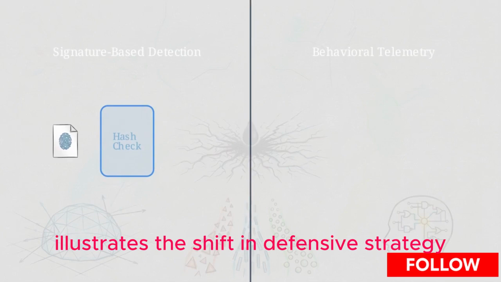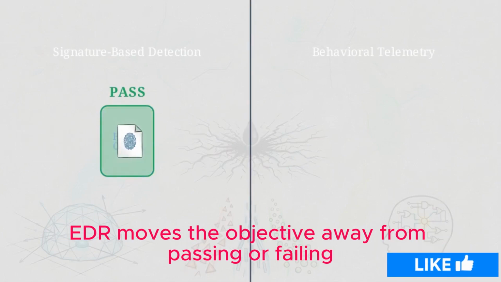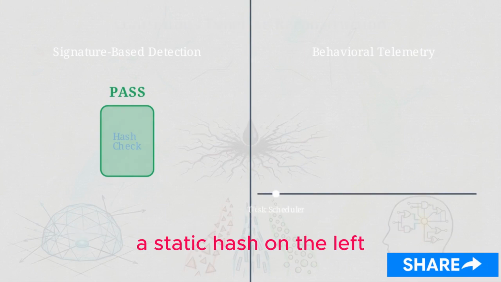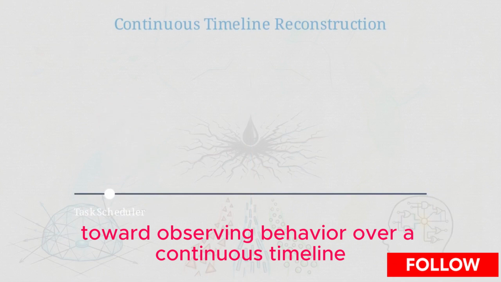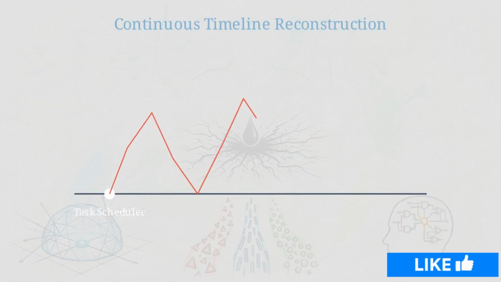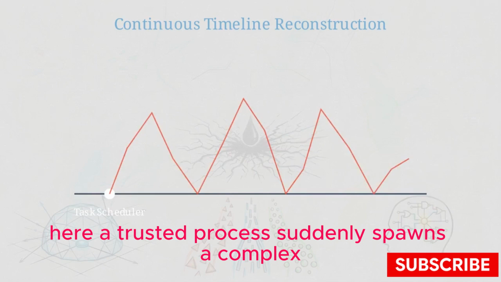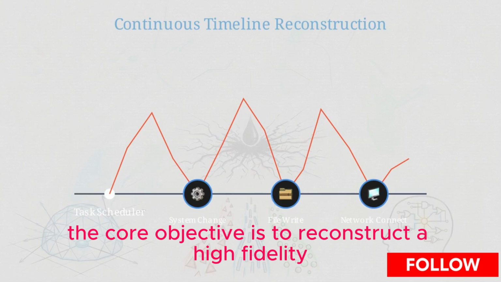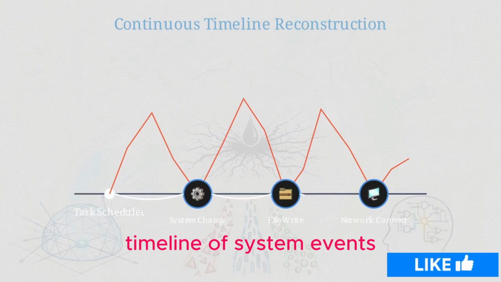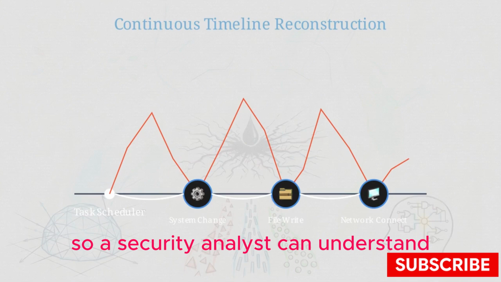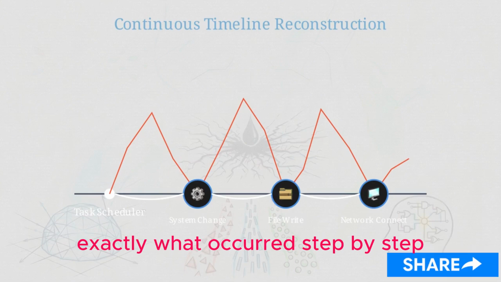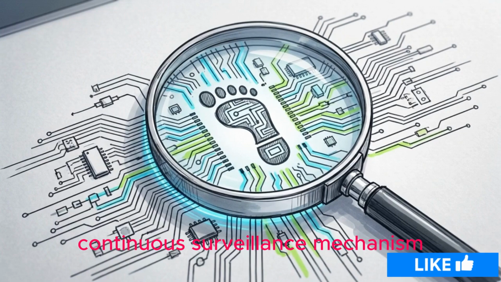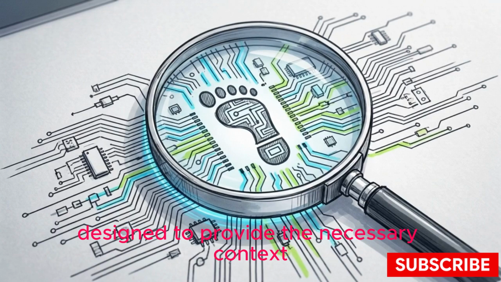This comparison illustrates the shift in defensive strategy. EDR moves the objective away from passing or failing a static hash on the left toward observing behavior over a continuous timeline on the right. Here, a trusted process suddenly spawns a complex encoded script. The core objective is to reconstruct a high-fidelity timeline of system events so a security analyst can understand exactly what occurred, step by step.